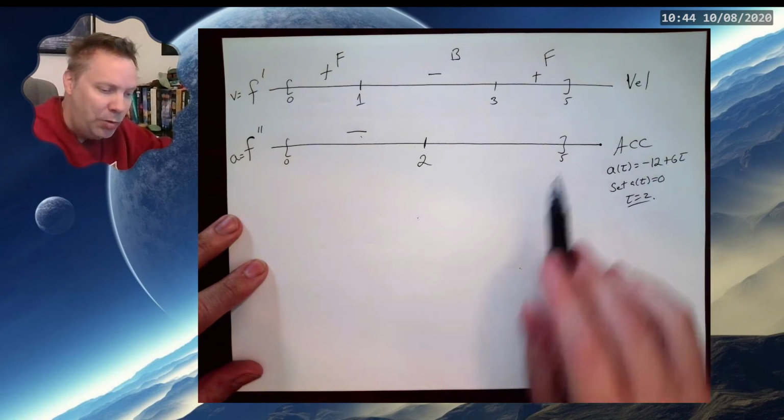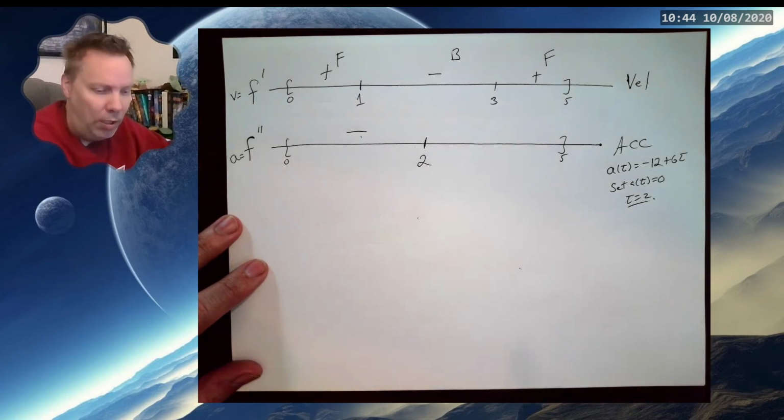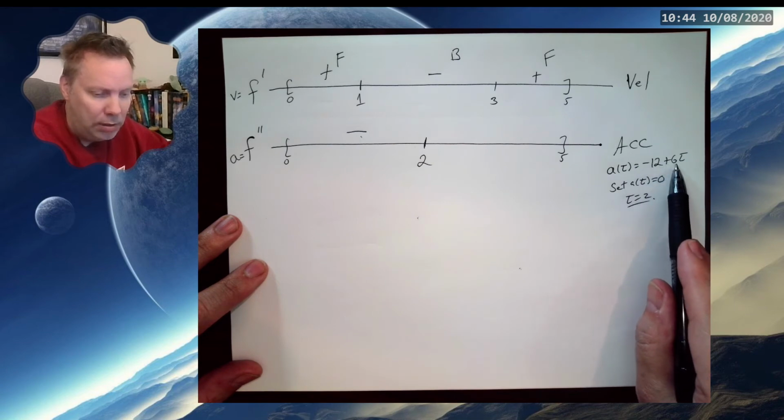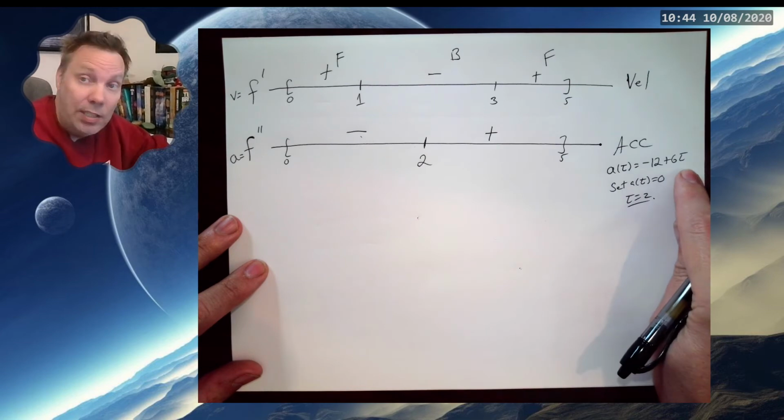Pick a number between 2 and 5. Let's pick 4. Pick 3. Pick 3.5. It doesn't make a difference. I'm going to pick 4. Negative 12 plus 6t, well, that's positive when t is equal to 4.